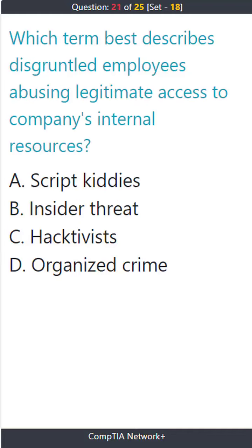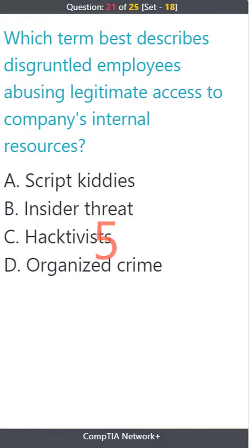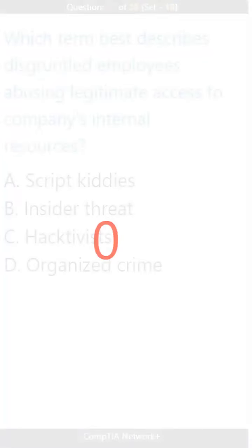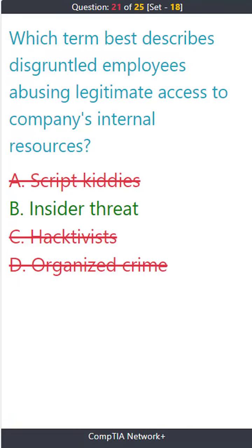Question 21. Which term best describes disgruntled employees abusing legitimate access to companies' internal resources? A. Script kiddies. B. Insider threat. C. Hacktivists. D. Organized crime. The correct answer is B. Insider threat.